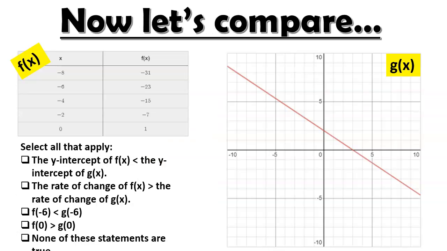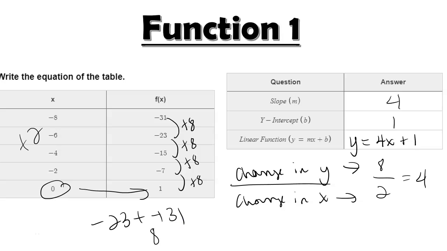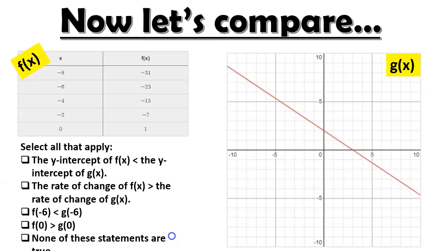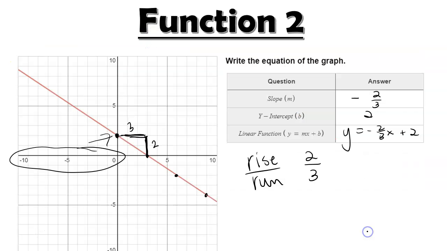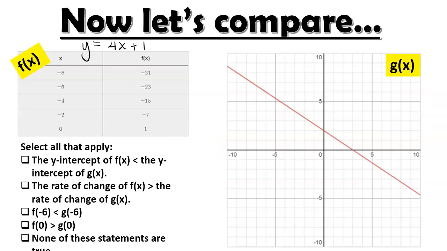All right, so now we're going to compare. We're going to take the two that we already looked at and compare them. So we're calling this table f of x and the graph is g of x. If we go back to the table, my equation was y equals 4x plus 1. So I'm just going to write it right here, y equals 4x plus 1. We've already gone to the work of finding it. And then my graph was y equals -2/3 x plus 2. Okay?